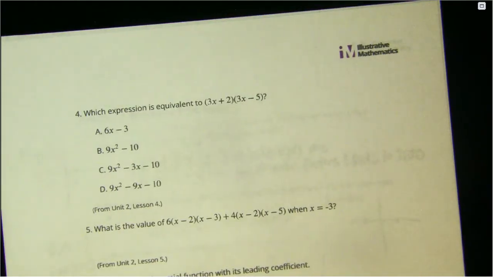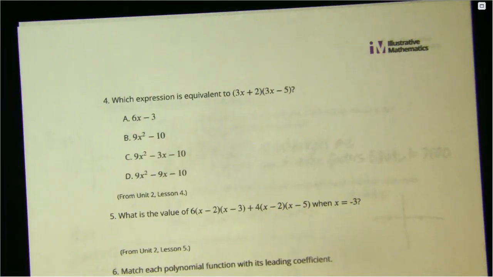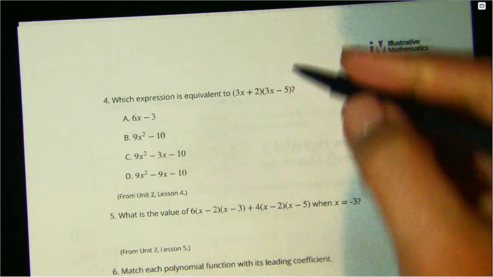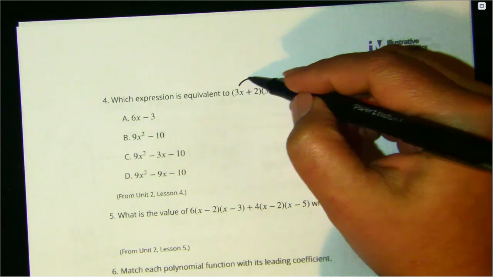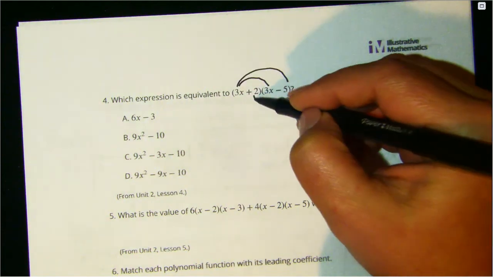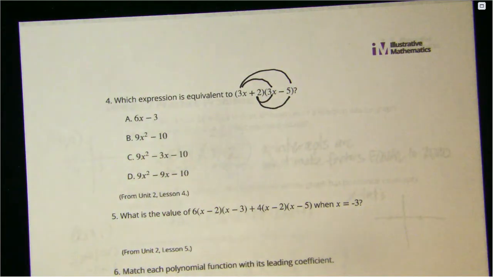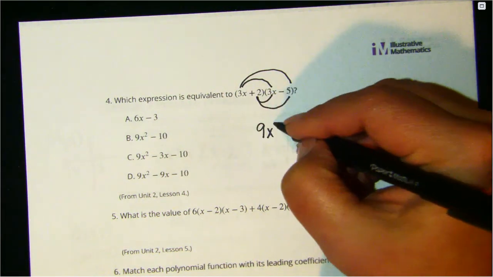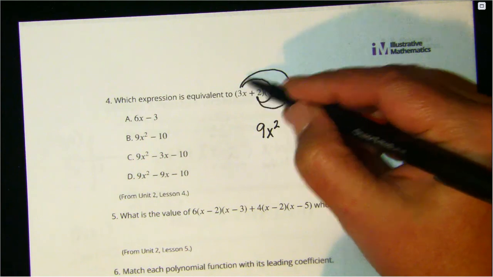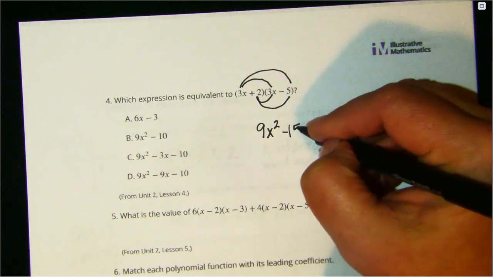Number 4, which expression is equivalent to? So let's practice multiplying these out. I'm going to do FOIL this time. So it's first, outer, inner, last. You could also do the box. 3x times 3x is 9x squared. 3x times negative 5 is negative 15x. 2 times 3x is 6x.